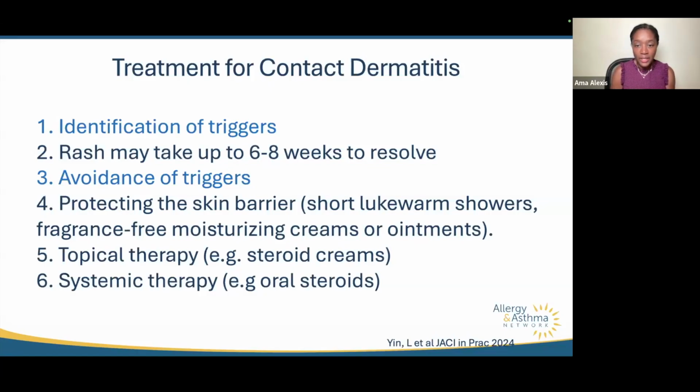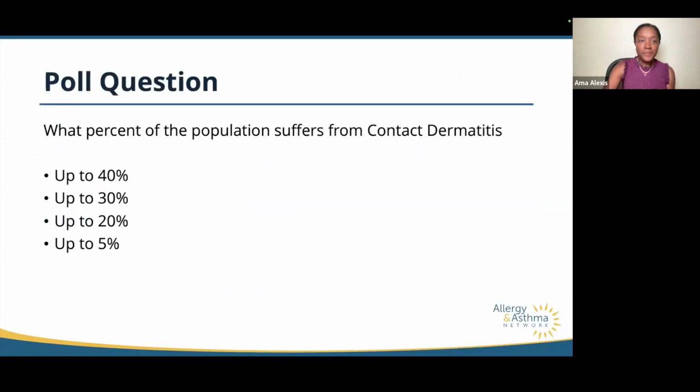So a systemic therapy. So let's take a look. Oh, another poll question. Okay, great. What percent of the population suffers from contact dermatitis? I think I mentioned that at the very beginning. Let's see whether you guys paid attention. Our options are up to 40%, up to 30%, up to 20%, and up to 5%.